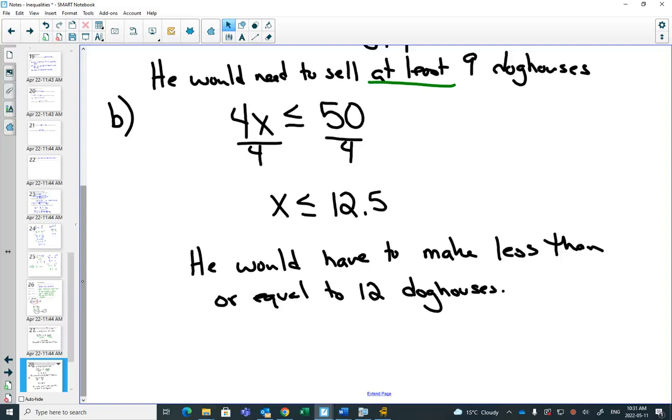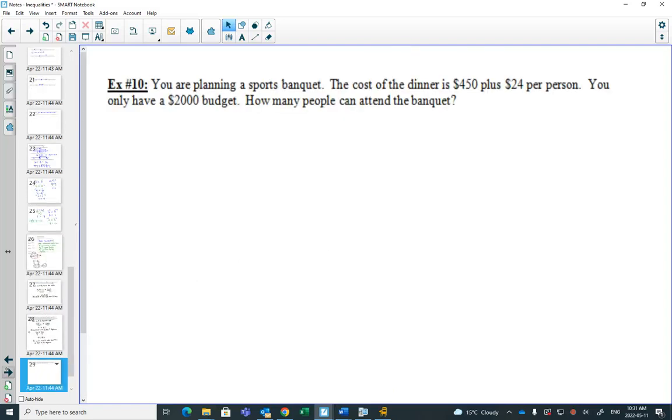And our last example, you're planning a sports banquet. The cost of dinner is $450 plus $24 per person. So you probably have to pay $450 to rent the space, and then each meal is $24. So if you're the only one going to this sports banquet, it's going to be a really expensive meal for you. Okay?